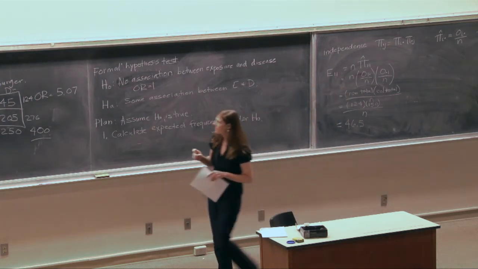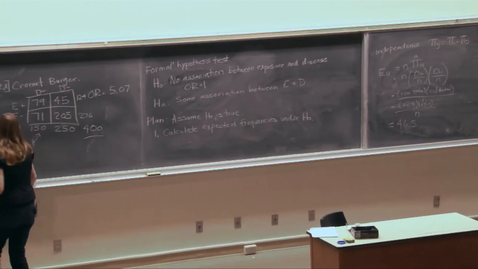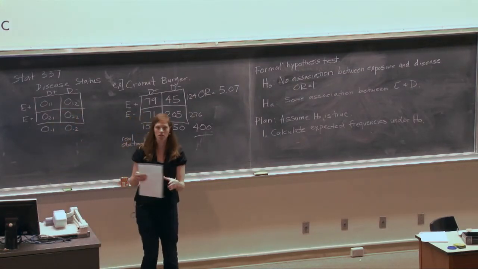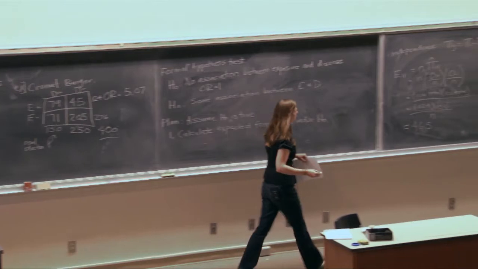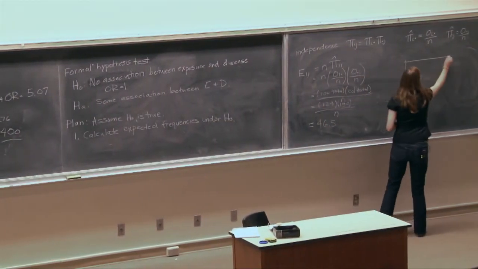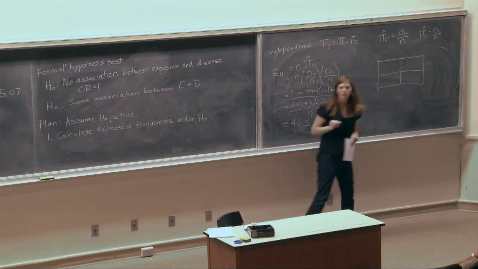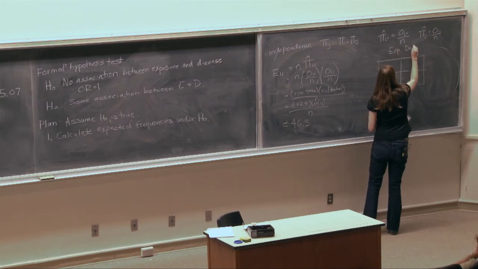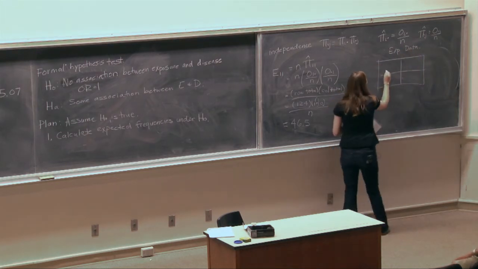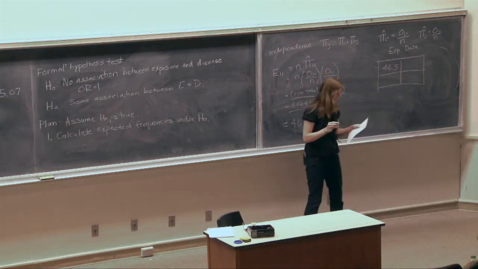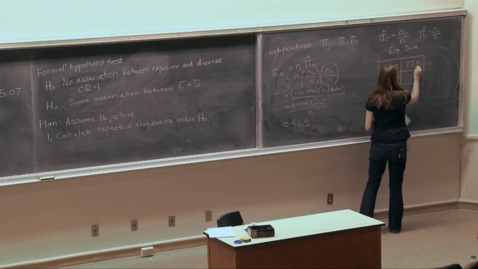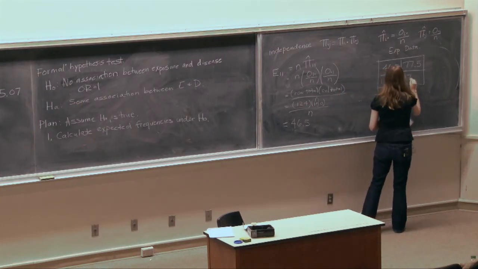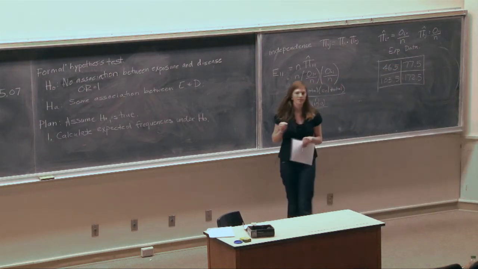So I would have expected 46.5 individuals to have had the disease and gotten sick if there was no association. All right. So we could do that calculation for all four cells, and we would get our expected data, which is 46.5. That's the one we calculated. 77.5, 103.5 and 172.5.